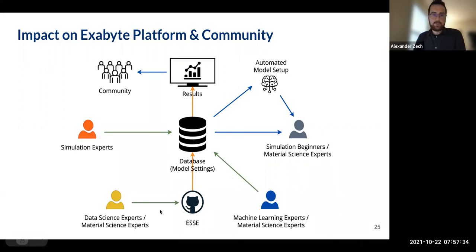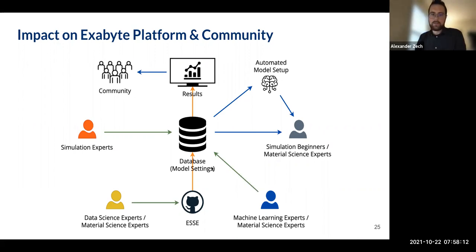And then on the other hand, we have data science experts and material science experts that know what data structures are important and how to construct them. And these can be considered contributors to SE. And then finally, in the machine learning part, we have machine learning experts and material science experts that are then able to save, or track, the basic settings for machine learning on the platform with these model settings.